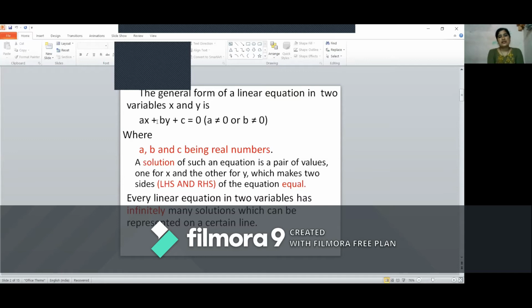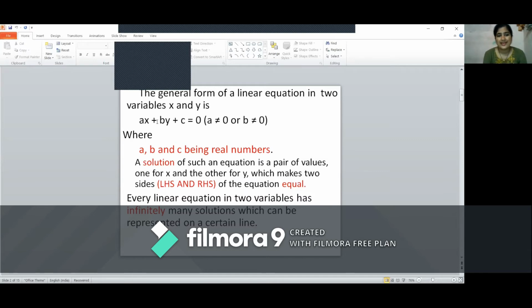Now you can say there are many values of x and y. We can find such values of x and y that satisfy the equation, and there are several values that satisfy the given equation. This is possible when we assign one value to x and correspondingly find the value of y. So we can say every linear equation in two variables has infinitely many solutions, which can be represented on a certain line.